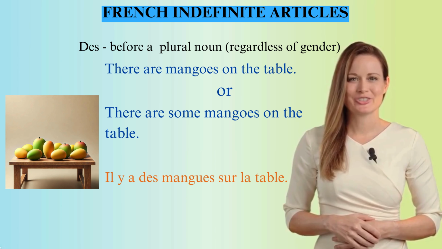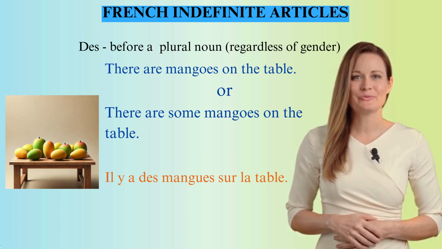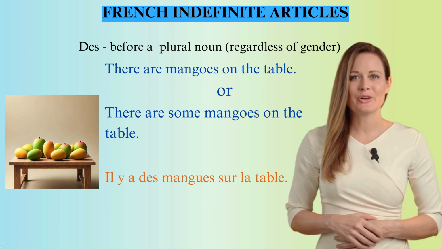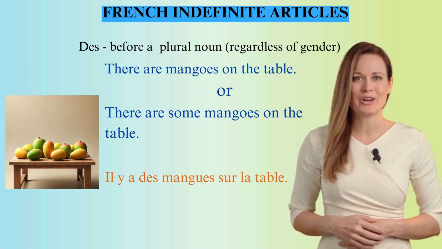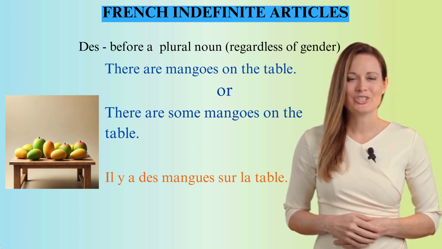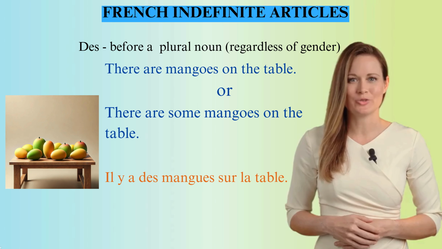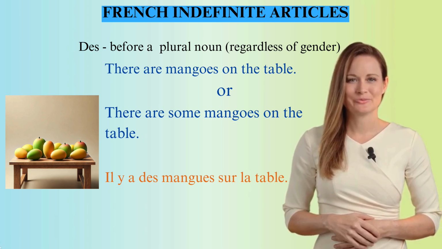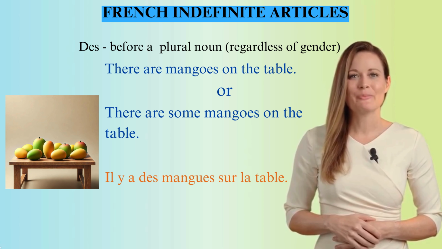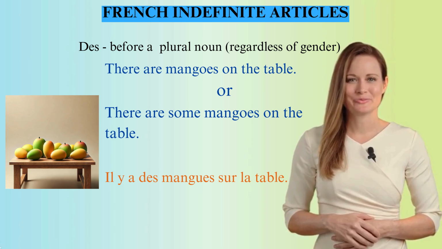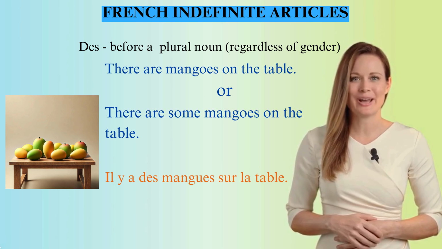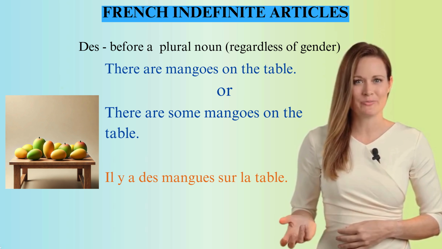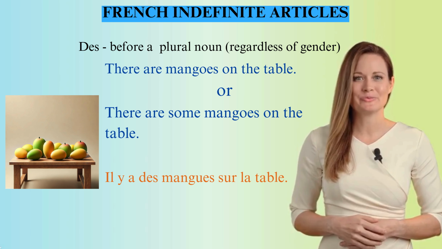Now let's see how to use des in a sentence in French. For example, there are mangoes on the table. In English we can write it without an article, but in French it is mandatory to write articles. So in French we would say Il y a des mangues sur la table. In English we can translate it in 2 ways: there are mangoes on the table, or there are some mangoes on the table.